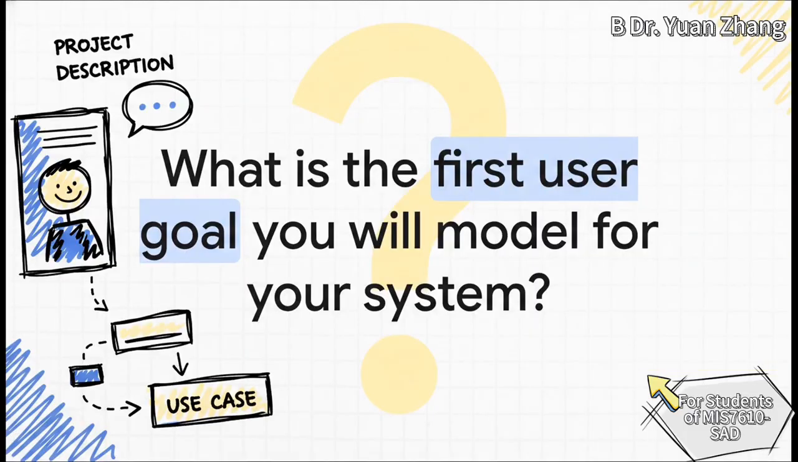So I'll leave you with this challenge. Go grab your project description, find just one actor, figure out their number one goal, and just try to write that first use case. Once you do one, the rest will start to click into place, and you'll be well on your way to designing a truly fantastic, user-focused system.